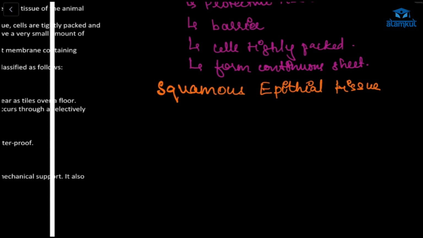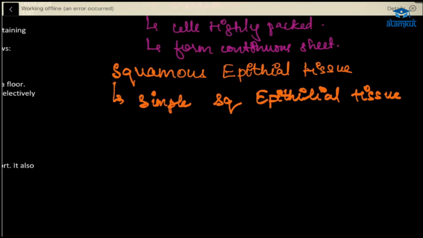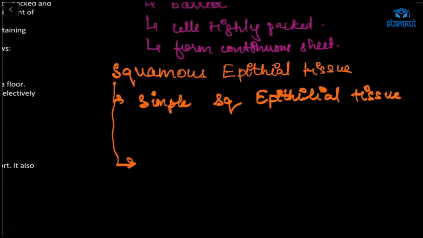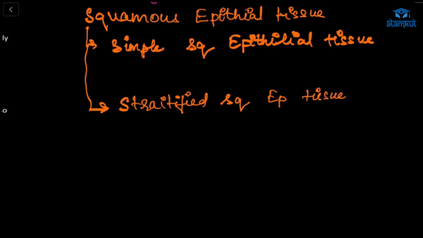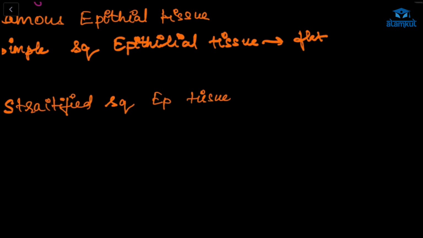They protect the skin and are present in the skin, and there are 2 types. One is simple squamous epithelial tissue, another is stratified squamous epithelial tissue. Now, simple squamous epithelial tissue is flat and thin.